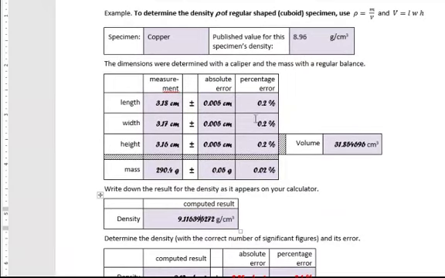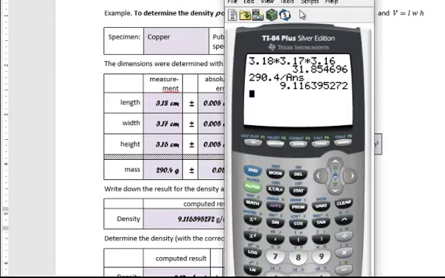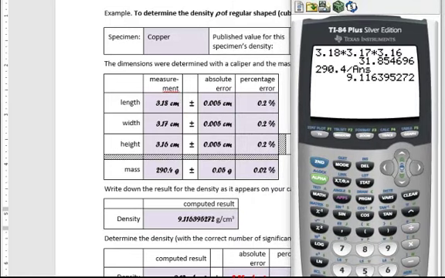All right, then I'm going to determine what the percentage error is. So I'm going to pull up my calculator again. The percentage error is determined as the absolute error, 0.005, divided by the actual measurement, 3.18, and then multiplied by 100. The percentage error should only have one significant figure because the absolute error does as well. So I'm going to round this one to 0.2%, and then if I divide by the width and the height, which are virtually the same, I'm also going to come up with 0.2.